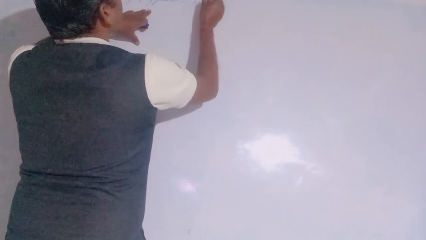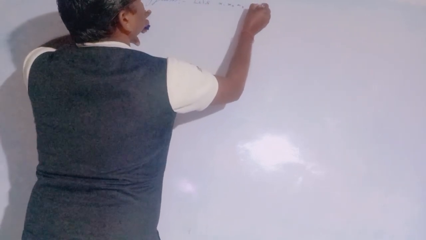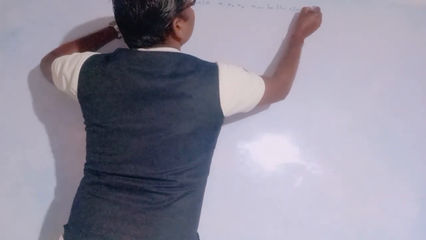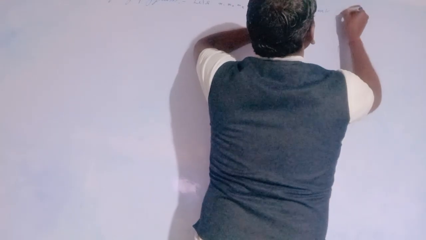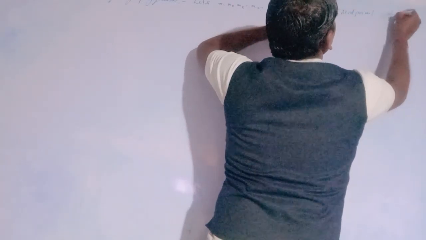Let x1, x2, x3, ..., xn be the class marks, that is, the midpoints of the given frequency distribution.